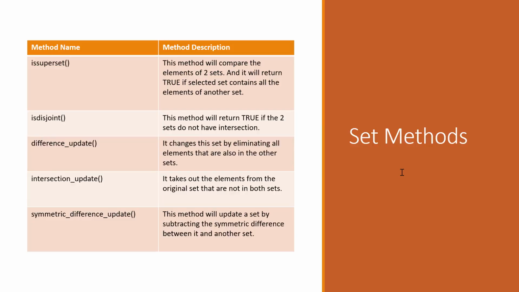Then we have difference_update. This method will basically change the set by eliminating all the elements that are also in the other set, which is passed as an argument to it. In the same way, the intersection_update method will delete all the elements from the original set that are not in the second set, which has been given as an argument. Now let's discuss some examples related to these operations.